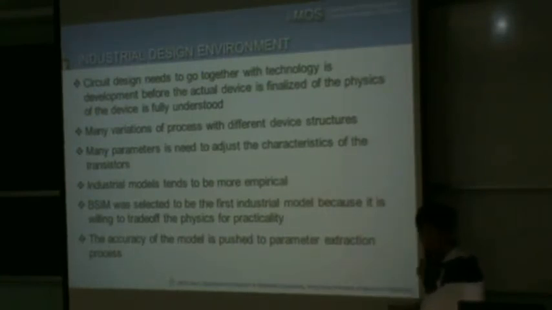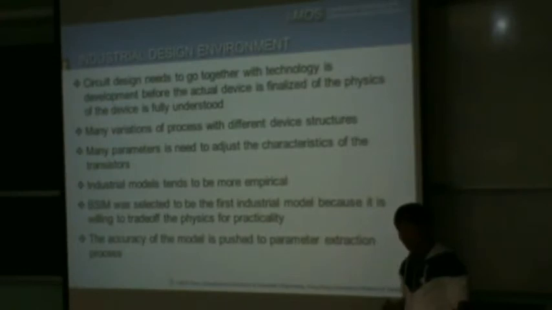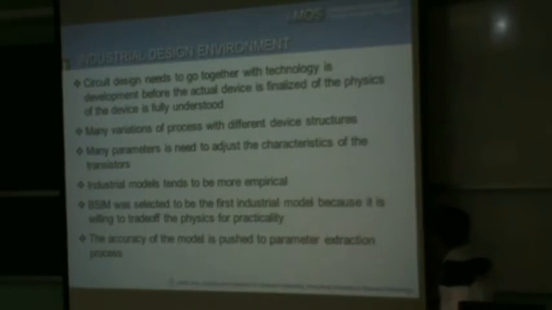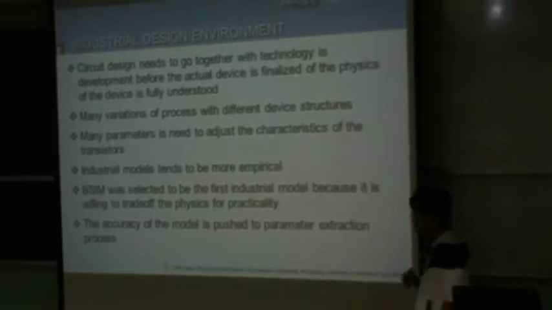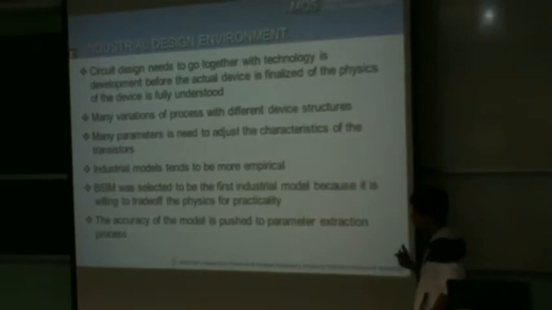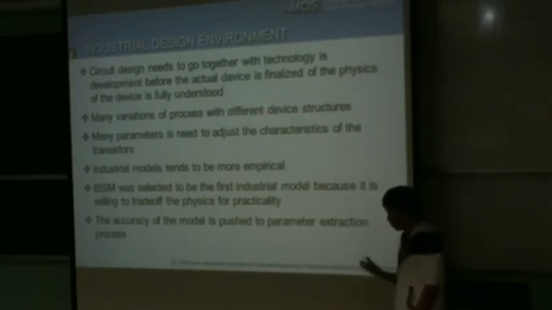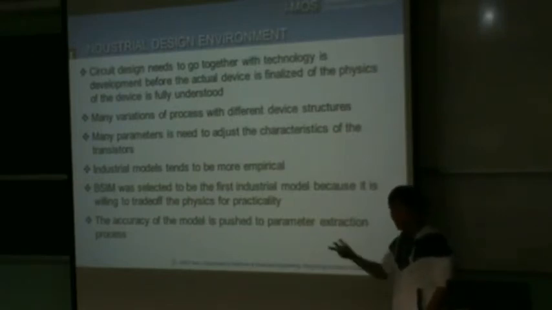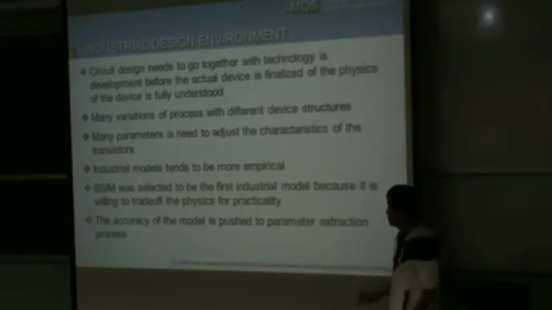But at that time, the device structure has not been finalized. The device characteristic is unknown. Actually, I should not say unknown, but not fully understood, because there are many new data and new materials coming out in the process, and many variations of process with different device structures as well. What it means is, when we develop a model for a standard, say 65 nanometer technology, IBM is doing something, Intel is doing something, and they may not be compatible with each other. Structurally they are different in the process.